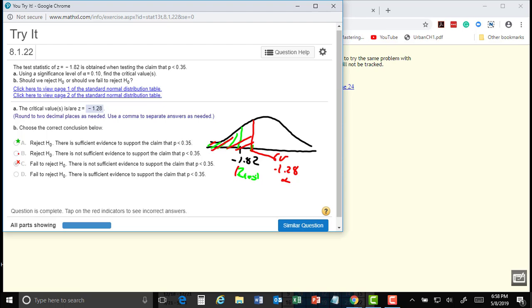Reject. Not fail to reject, it's reject. Yes. So we fail to reject, because we're over here, right? The test statistic is hitting to the left of the critical value. It's the reject. Right. A was the correct answer. So we reject the null. And if we reject the null, then there is sufficient evidence to support the alternative.